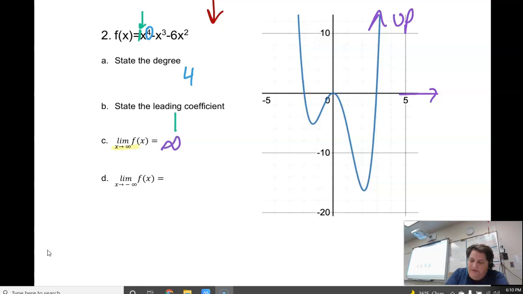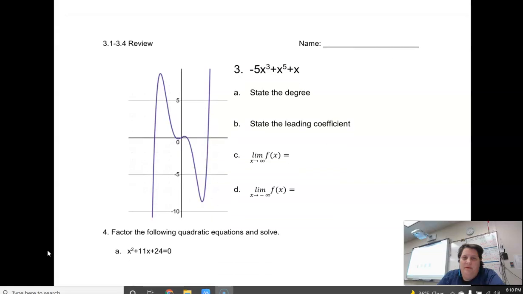That's positive infinity. As I go to the left-hand side of the graph, my arrow is going up. That's positive infinity. You could put the positive or you could just put infinity. Basically it's going up, up. So it's infinity and infinity. The arrows are going up, up.